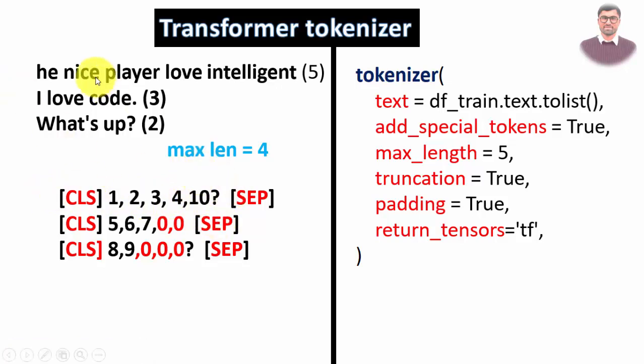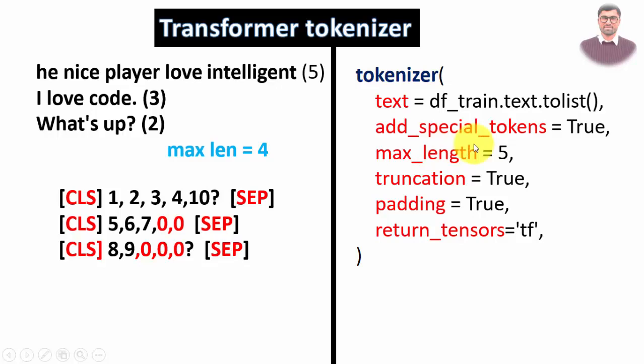This is the first sentence, this one. So I just added CLS, and after the sentence I have also added SEP, because I am telling my model that if after the sentence you see SEP, it means this sentence has ended. CLS represents the sentence start point, and SEP represents the separation or ending point of every sentence.